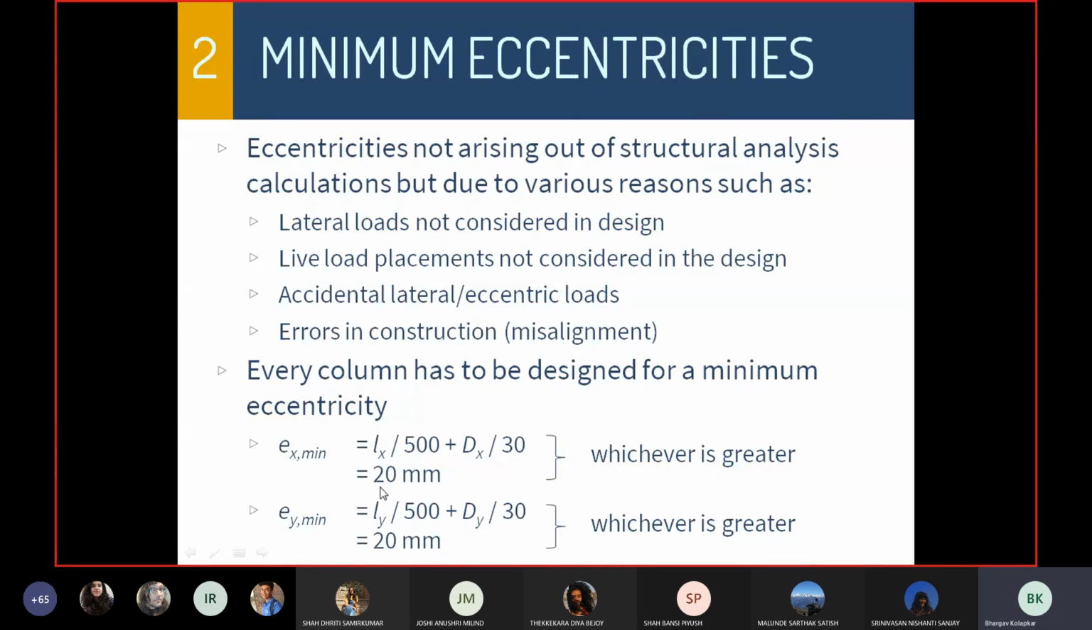Similar case for the eccentricity about the y-axis. The minimum eccentricity is Ly by 500 plus dy by 30, or 20 mm, whichever is greater. So the column has to be designed for a minimum eccentricity. What it means is that the column has to be designed for a minimum moment about the x-axis and a minimum moment about the y-axis.